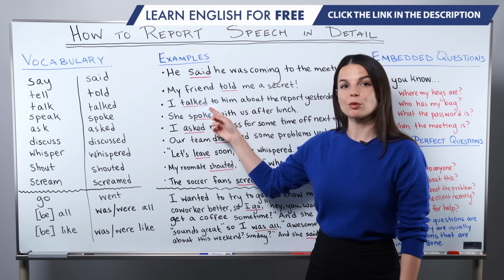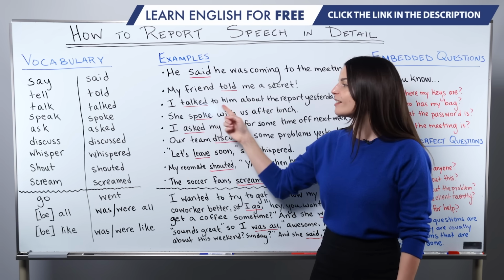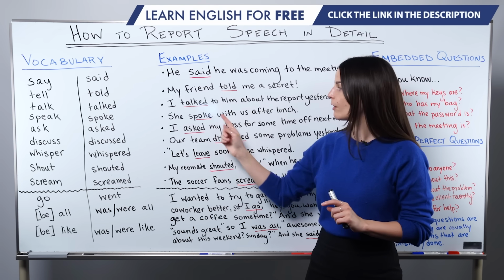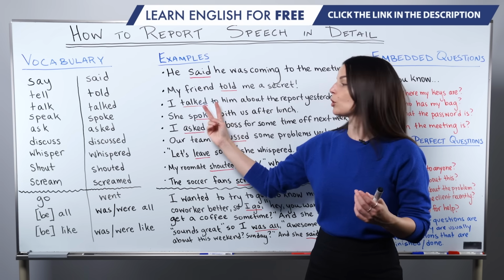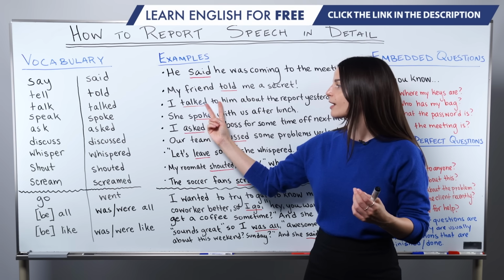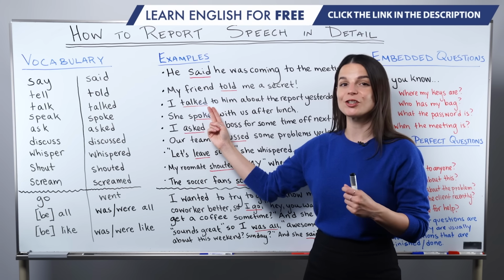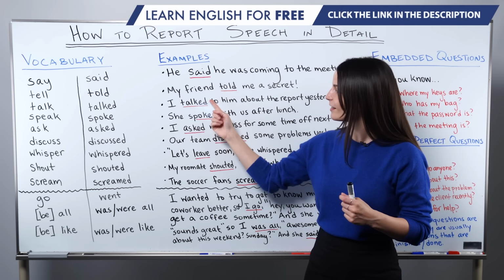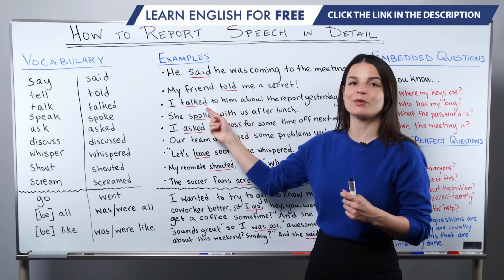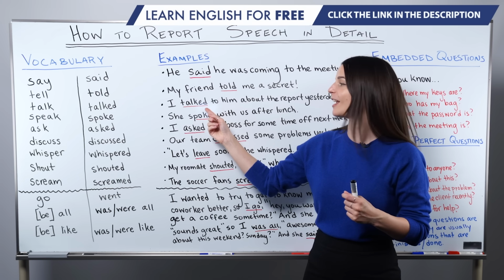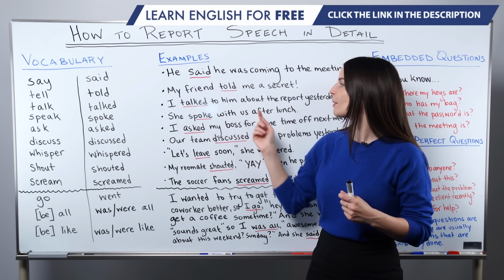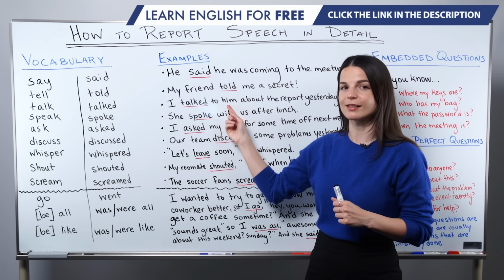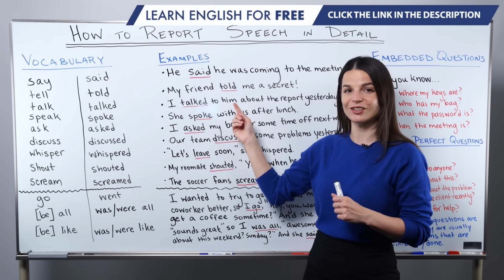A pronunciation point too. I read this sentence very clearly: I talked to him. However, in everyday native speech, we make these sounds come together. I talked to him becomes I talked to him. So the end of talked is not clearly pronounced. I talked to him about the report yesterday. So it becomes I talked to him, or I talked to her.